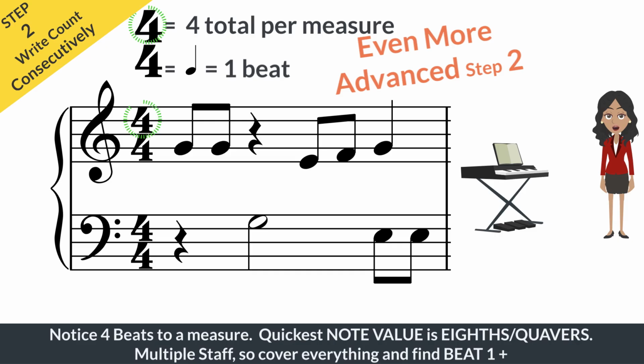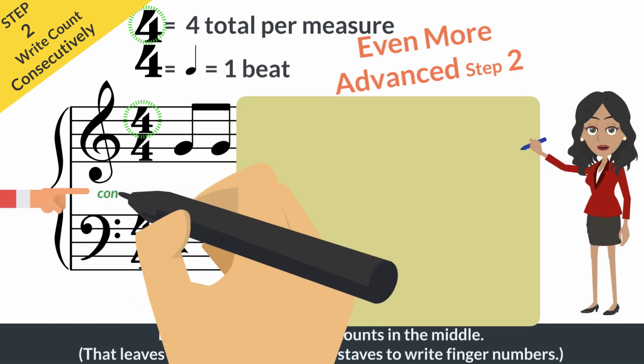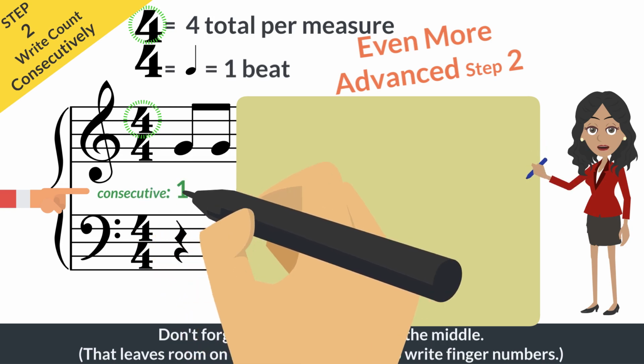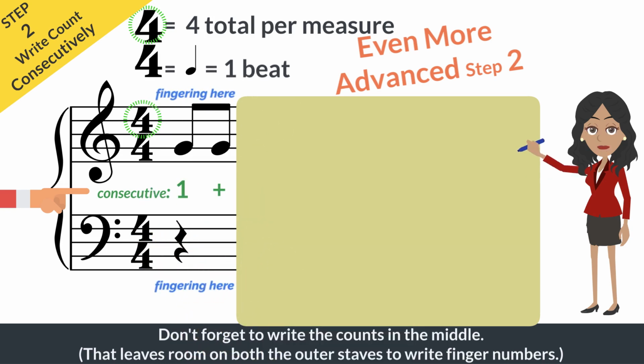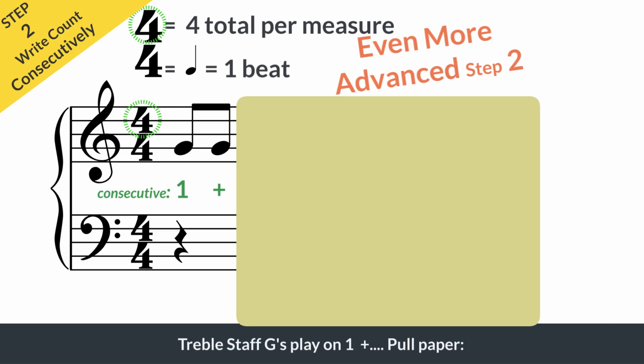For keyboards, notice 4 beats to a measure. The quickest note value is an eighth, a quaver. Let's cover everything and find beat 1. Don't forget to write counts in the middle. That leaves room on the outer staffs to write finger numbers. Treble staff G's play on 1 and.